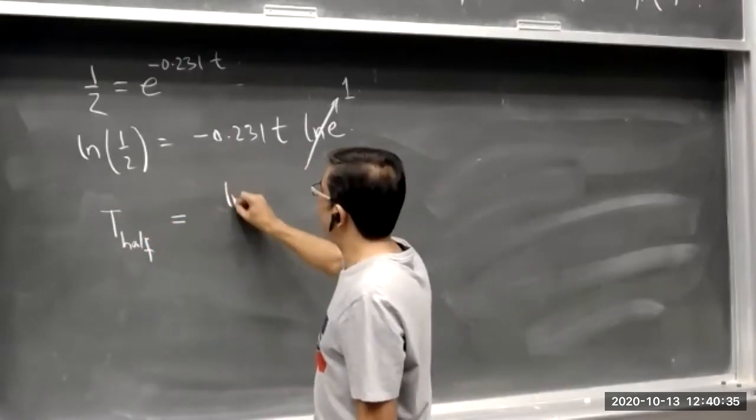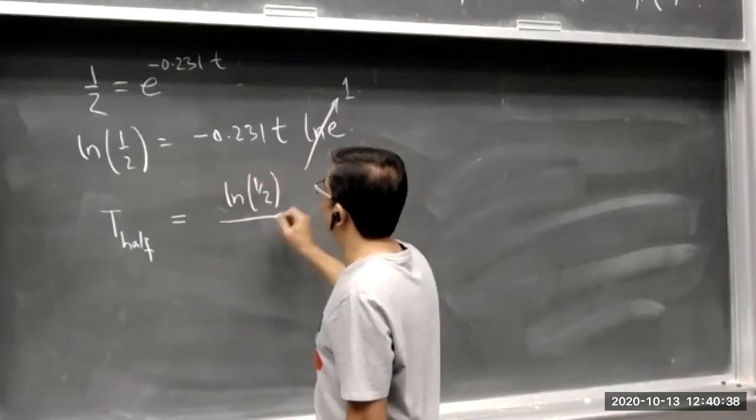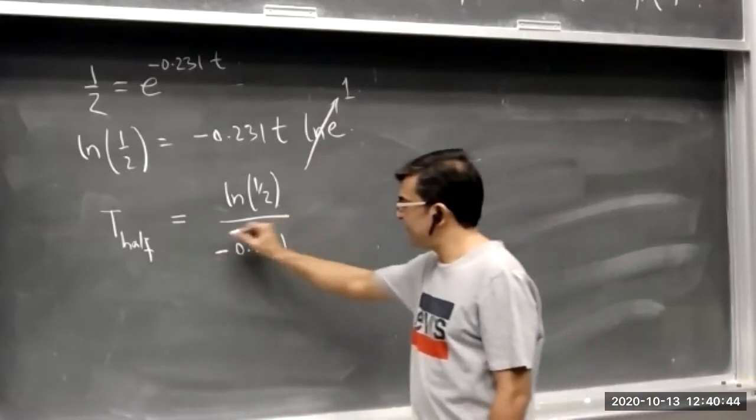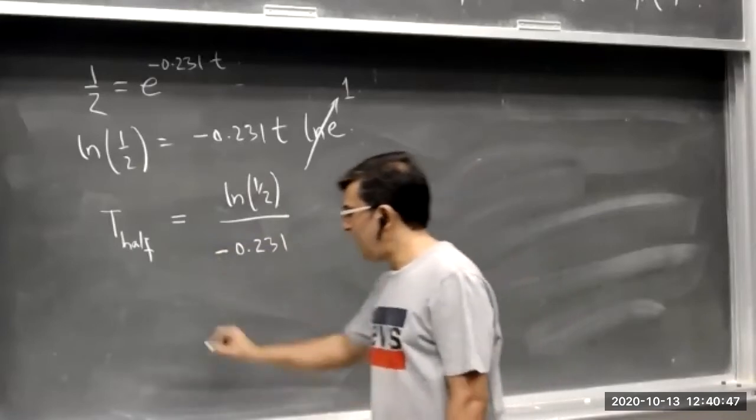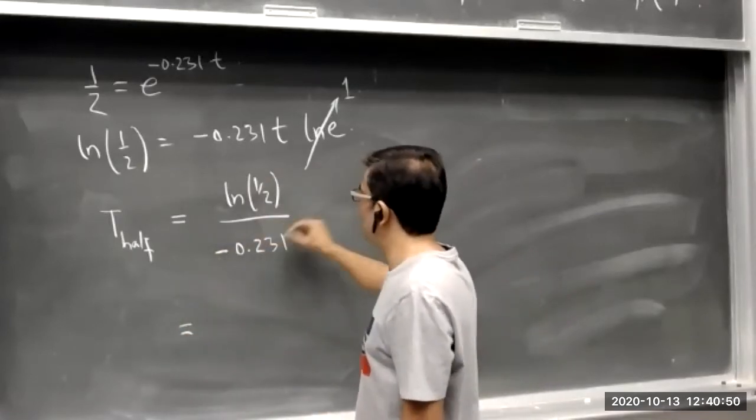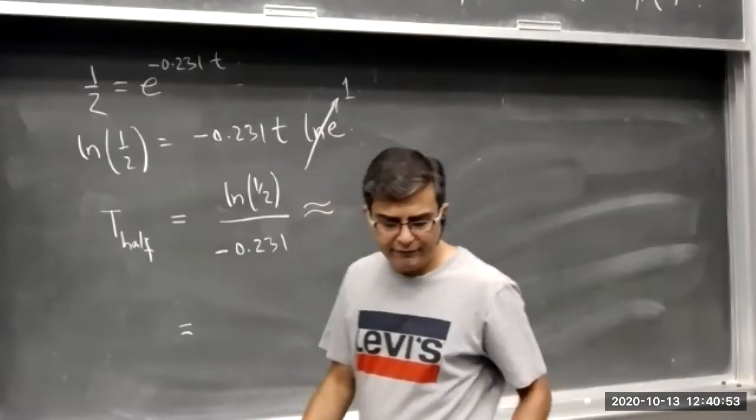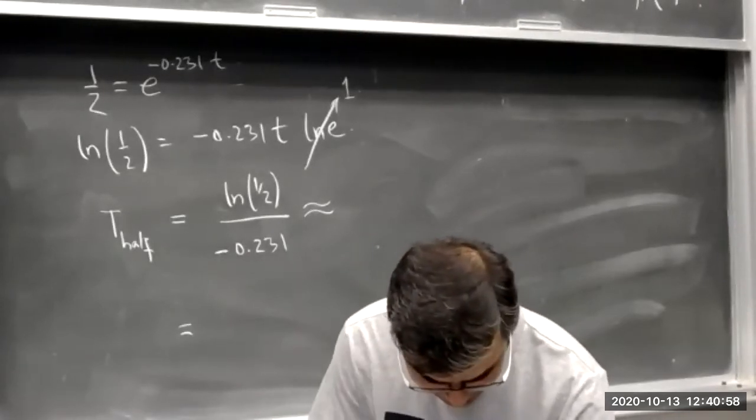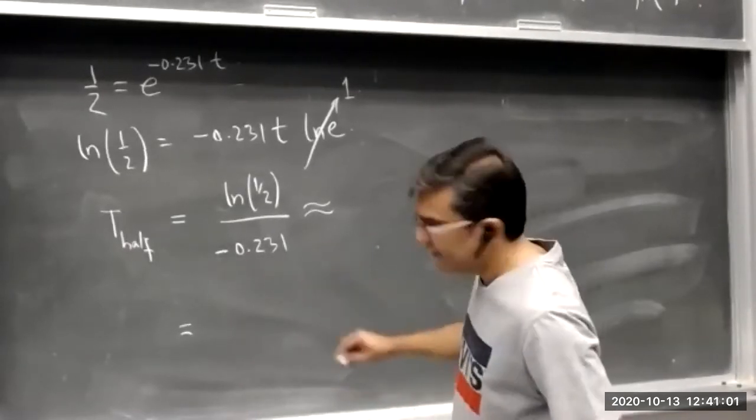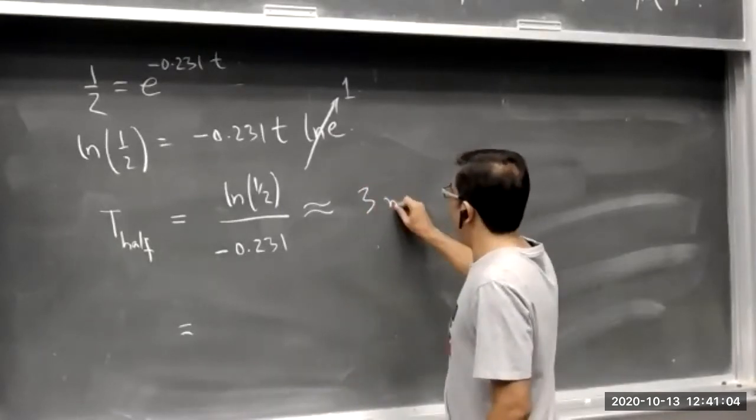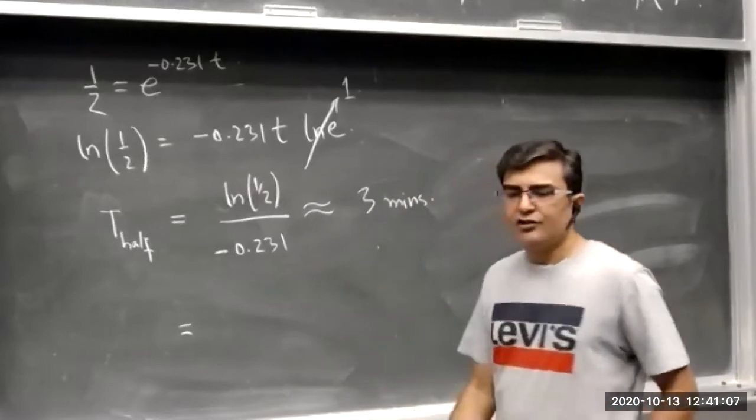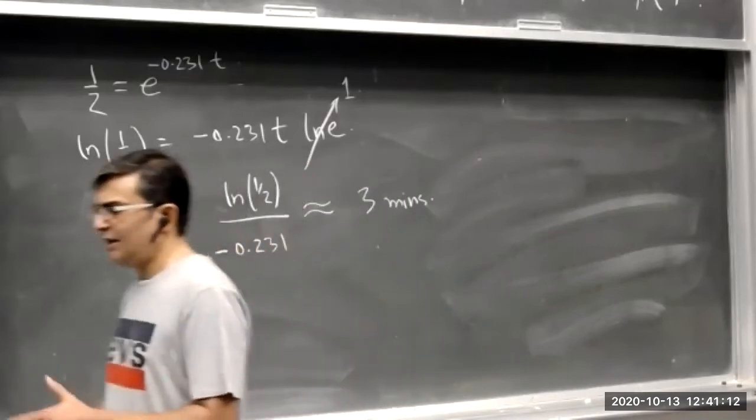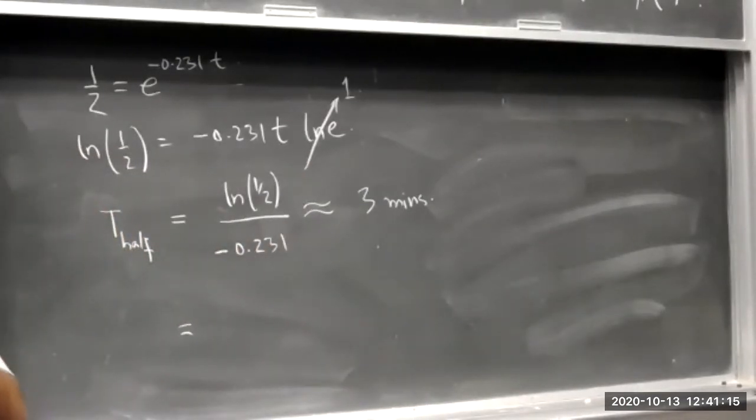Half life will be natural log of 1 by 2 divided by negative 0.231. Now, what is this? This is your decay rate. So in general, after solving this, you can compute the half-life of that material, that substance. After solving this, we can say that it is approximately 3 minutes. So that polonium 218, its half-life is 3 minutes. Means after 3 minutes, its amount will be half.